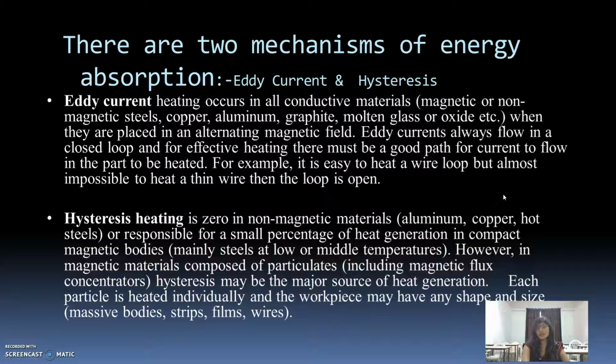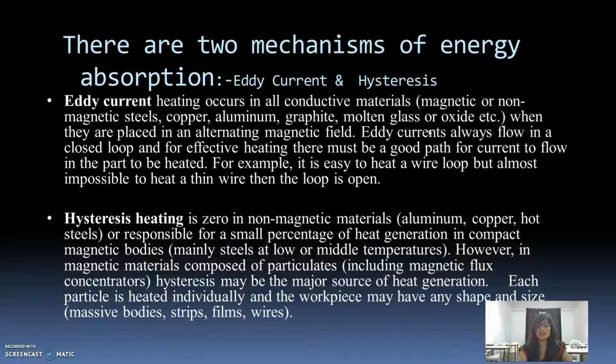For example, it is easy to heat a wire loop, but almost impossible to heat a thin wire, when the loop is open. Eddy current always flows in a closed loop, and effective heating takes place with eddy currents as compared to hysteresis heating. And it is easy to heat more elements than a thin wire or a single element.